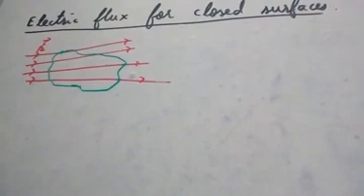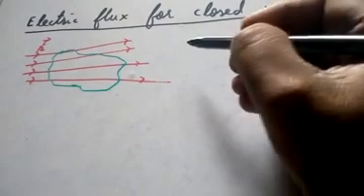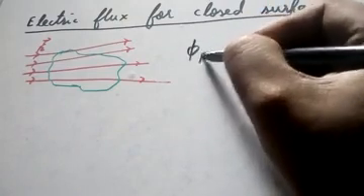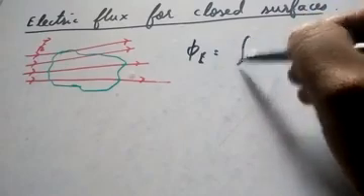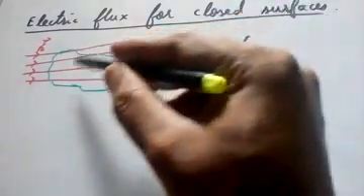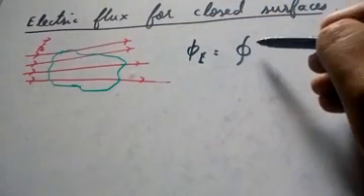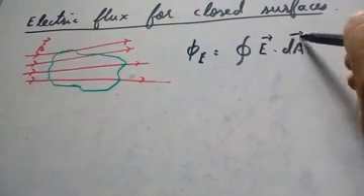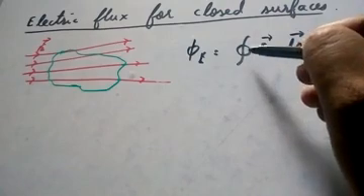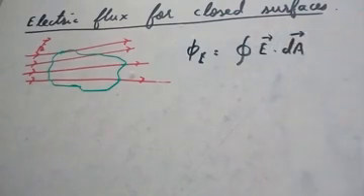In this case, the electric flux is given by phi E. The electric flux is equal to the closed integral, because it's a closed surface, of E vector dot dA vector. Remember this is a closed surface, different from the other equations. Now let us go to another picture and see how to find the electric flux.